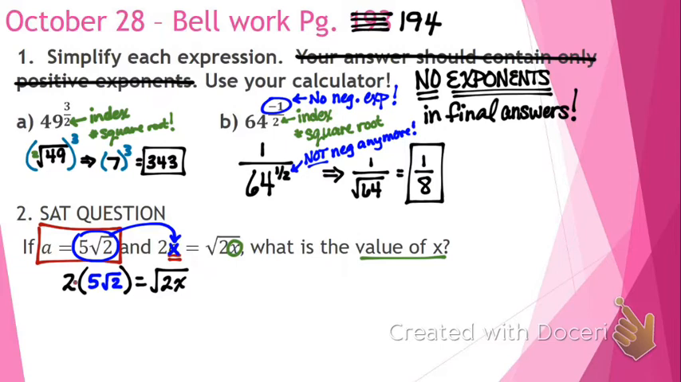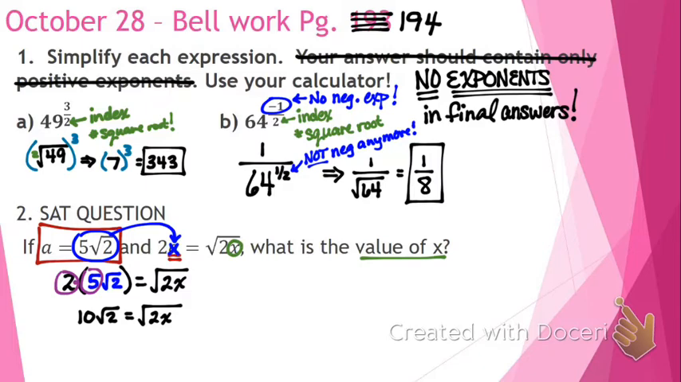How do I multiply the 2 to the 5 radical 2? How do I do this? Distribute. Do I multiply this 2 by the 2 on the outside? No. Why not? Because it's not under a radical. So we're going to multiply the 2 and the 5 together. What's 2 times 5? So I'm going to have 10 radical 2 equals the square root of 2x.